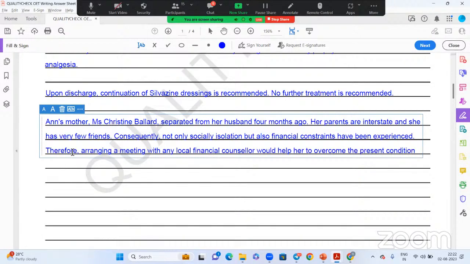Therefore, arranging or scheduling a meeting, or planning a meeting, getting acquaintance with a local financial counselor. Writing in 100 ways. I'm not talking about B here. I'm talking about B plus or A grade. If you do mistakes, at least you'll pass. And if you try B grade and do mistakes again, you'll fail. Therefore, arranging a meeting with any local financial counselor would help her to overcome the present condition.